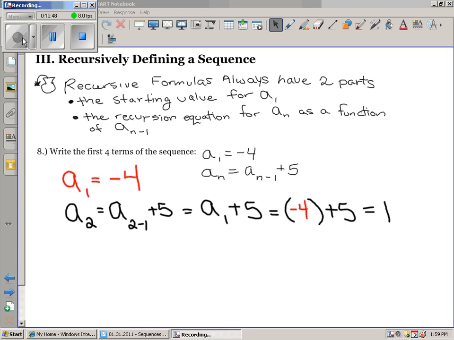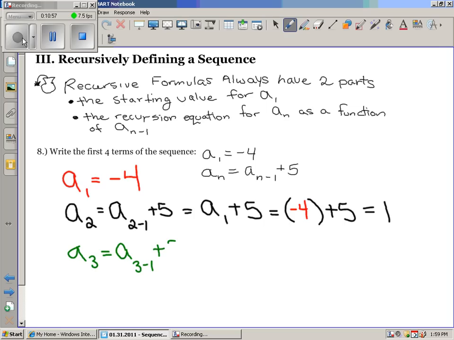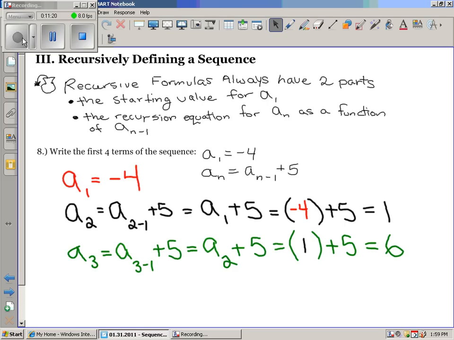Let's go and find the next term of this sequence. I'm going to use a different color. A sub 3 equals a sub 3 minus 1 plus 5, which equals a sub 2, in other words, the second term of this sequence plus 5. What was the second term of this sequence? Good. Plus 5, and that equals 6. And if you're real smart, you can start to see the pattern emerging.